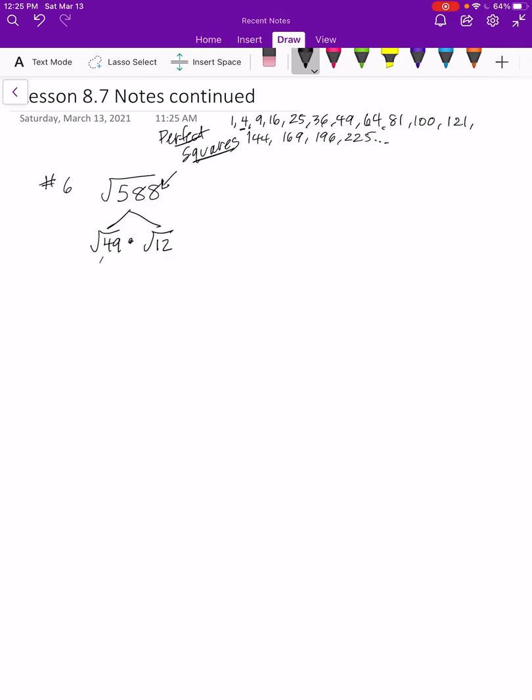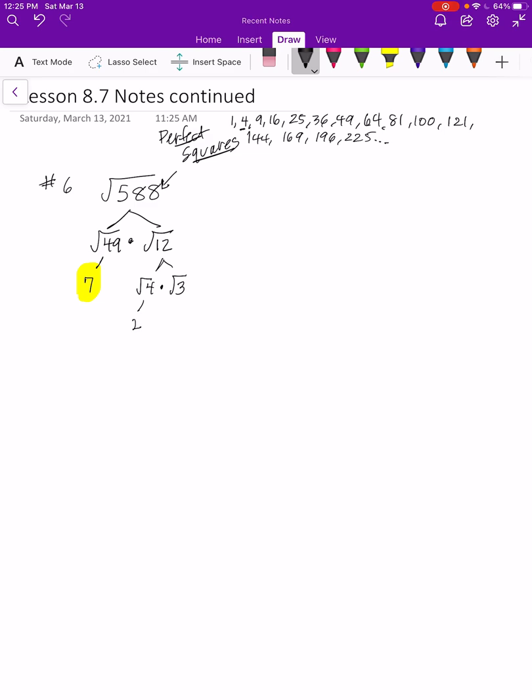So now I know the square root of 49. The square root of 49 is 7. So I've taken the square root of it. I'm going to highlight that in yellow because I've actually taken the square root. It no longer has a square root symbol. Now, square root of 12. There's still a perfect square that can go into that. And that would be the square root of 4 and then times the square root of 3, because 4 times 3 is 12. I can take the square root of 4.